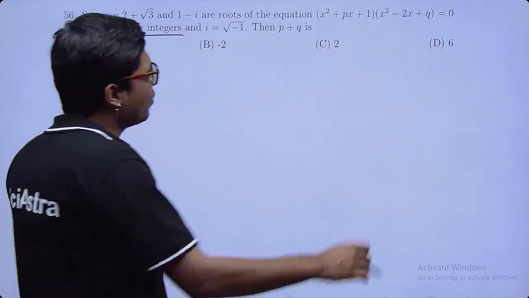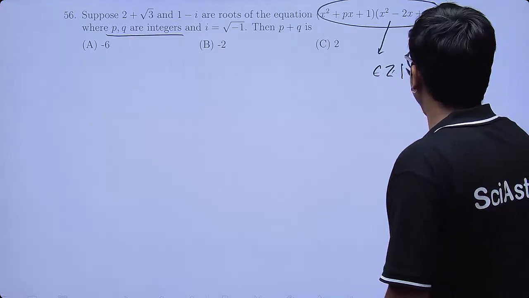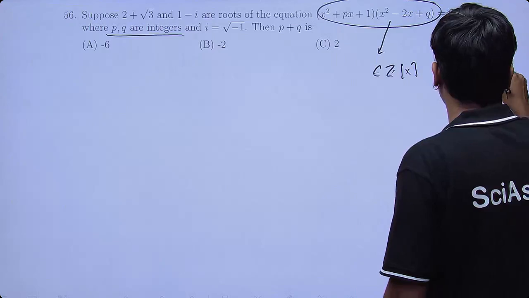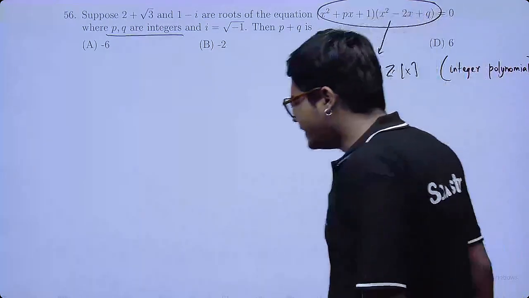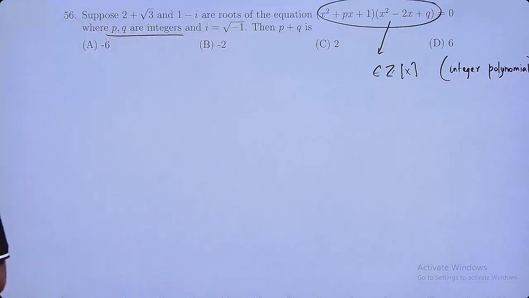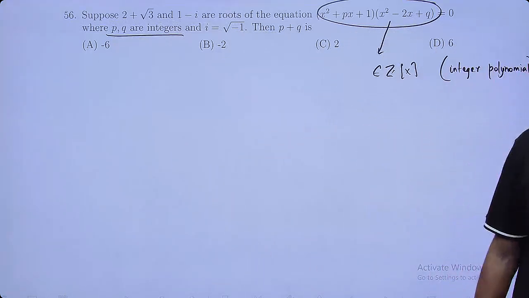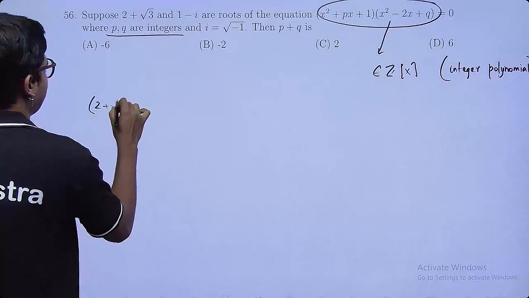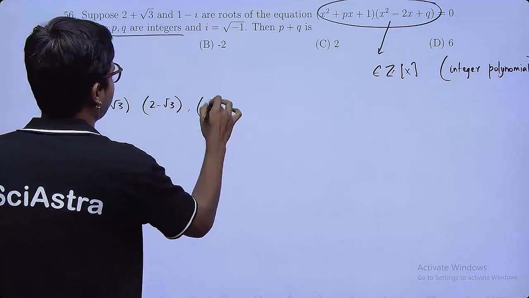So we know that this overall polynomial is an integer polynomial, yes or no? This is a symbol for integer polynomial. And for an integer polynomial, or even for a real polynomial, what do we know? We know that if one of the roots is an irrational, the other root has to be its conjugate. Same for complex, which means I know the four roots of this, right? It's going to be 2 plus root 3, 2 minus root 3, 1 minus iota, and 1 plus iota.